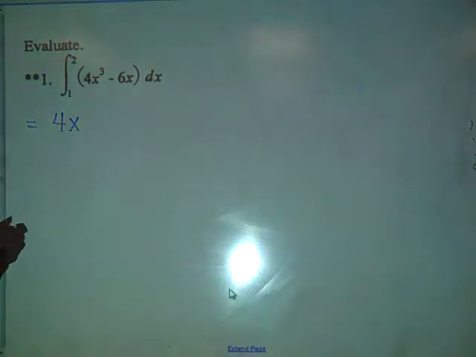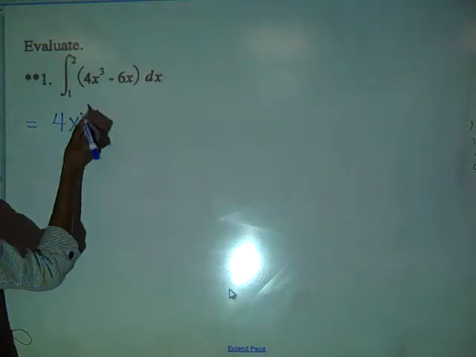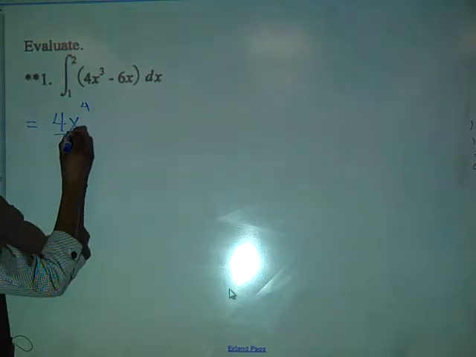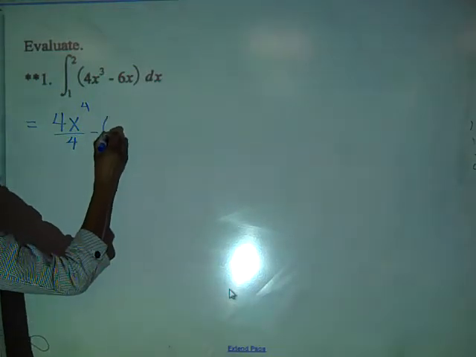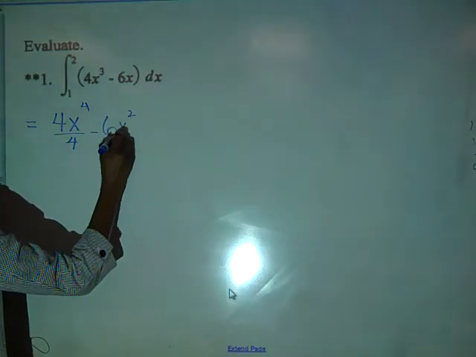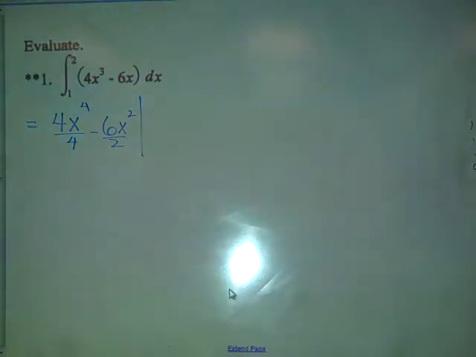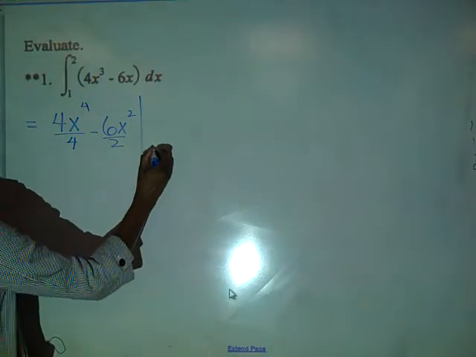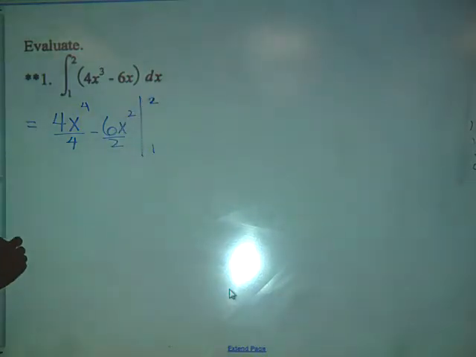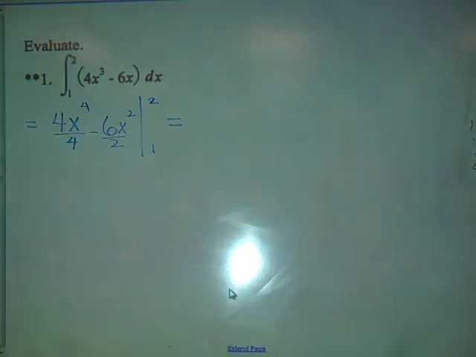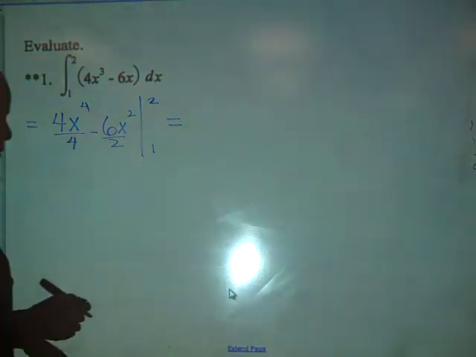4x to the, what is my new exponent? 4. Divided by the new exponent 4. Minus 6x squared divided by 2. And then I'm going to put that bar, because now the bar lets me know that I have to evaluate it using the fundamental theorem from 1 to 2. I'm going to put an extra step in here where I clean this up a little bit. Go ahead and clean that up. What do I get when I simplify that expression?